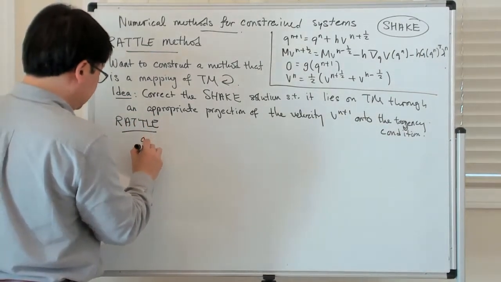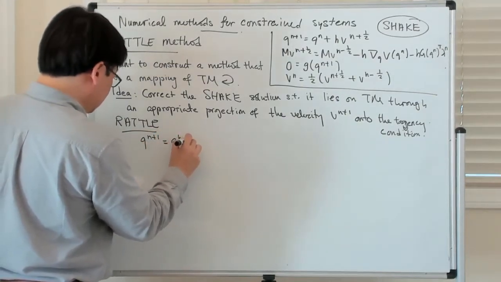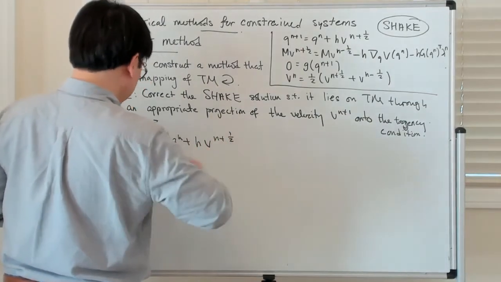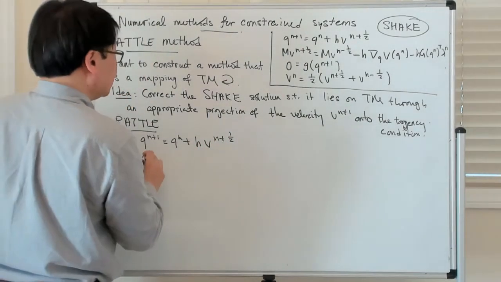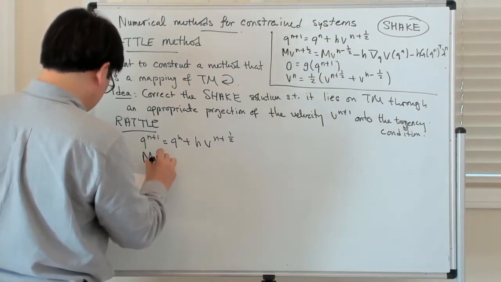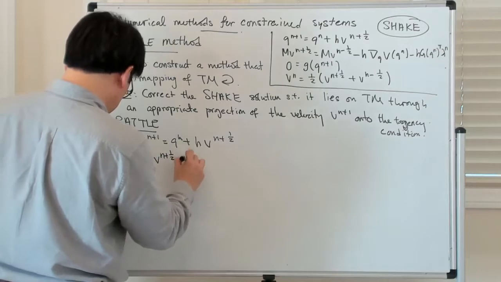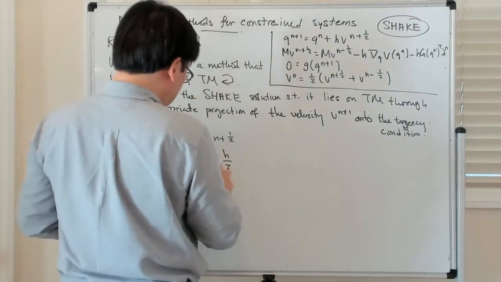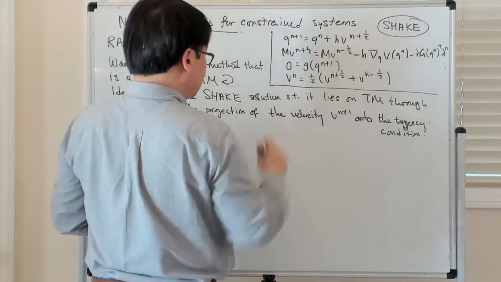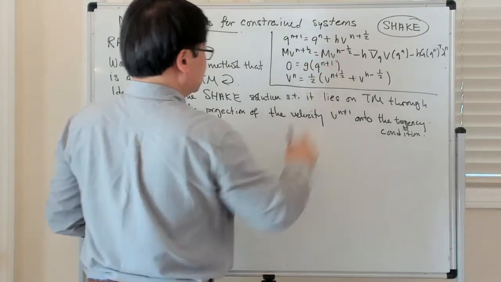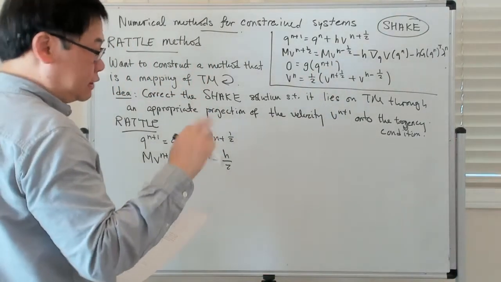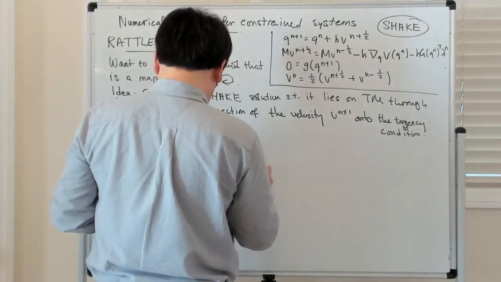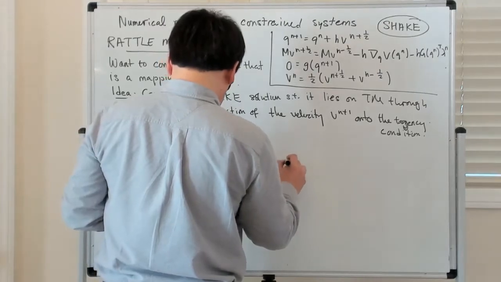Okay, so again you have q_{n+1} equal to q_n plus h times v_{n+1/2}. All right, so that's just the same. And then m v_{n+1/2} is equal to m v_n minus h over 2 the gradient. So now I've expanded this back out, if you recall. In the original Störmer-Verlet method, it was broken up into two parts, the two half steps. So I'm reintroducing the two half steps now.